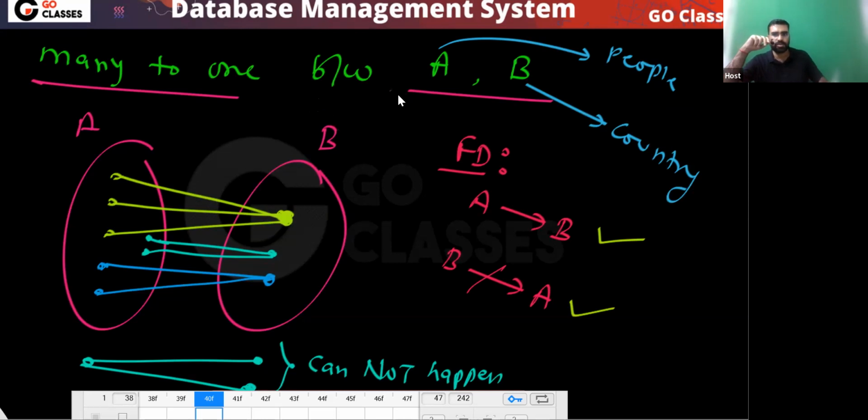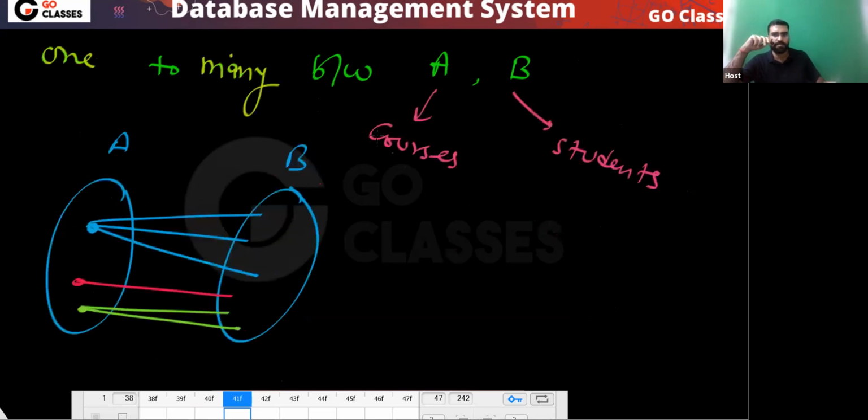Similarly here, in this situation, what are the functional dependencies that can describe it? You can notice that, of course, A cannot determine B, because for the same value of A you are getting many values of B. But B can determine A.